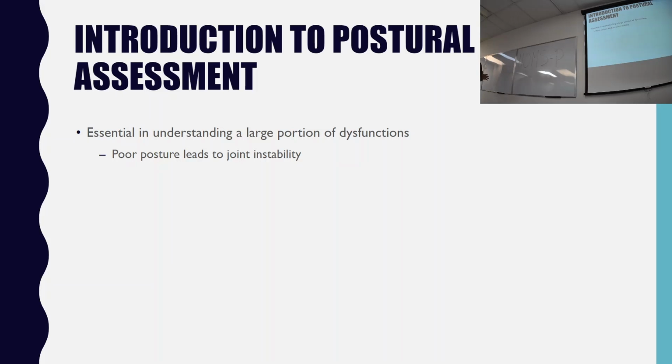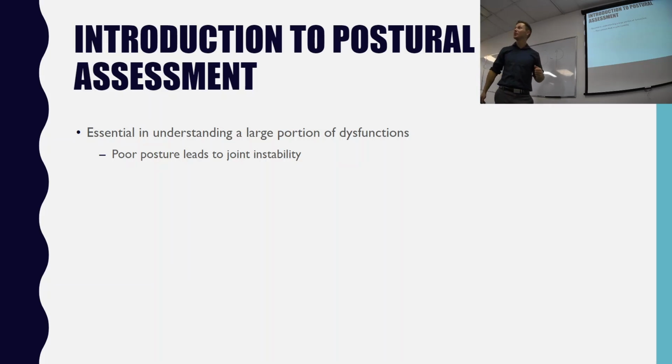So it's very essential to understand posture leads to joint instability. And what do I say about joint instability? When a joint becomes unstable, all of the muscles around it become hypertonic to stabilize a joint.